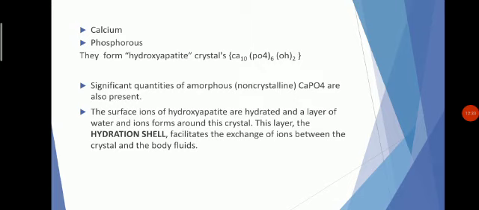Calcium and phosphorus form hydroxyapatite crystals. Significant quantities of amorphous non-crystalline calcium phosphate are also present. The surface ions of hydroxyapatite are hydrated and a layer of water and ions forms around this crystal. This layer, the hydration shell, facilitates the exchange of ions between the crystal and body fluids.